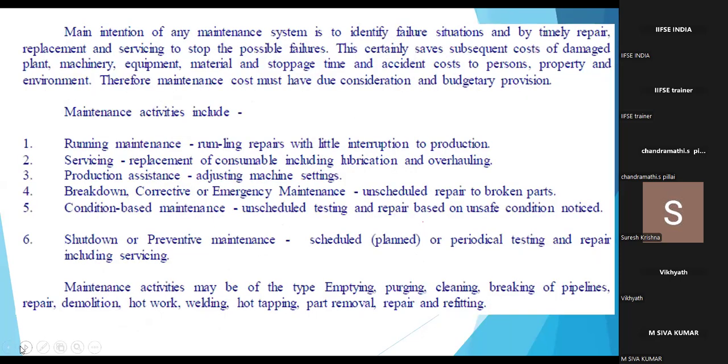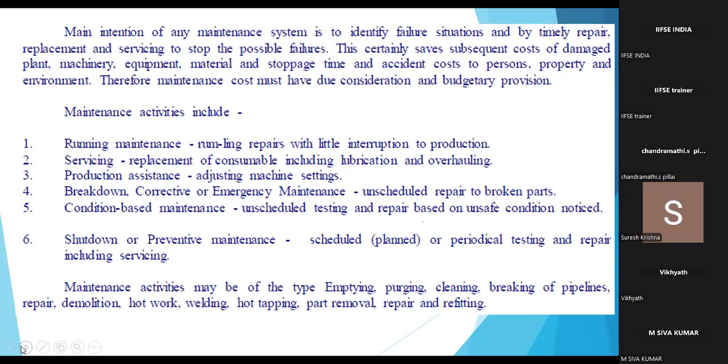Now we will see the main intention of any maintenance system: to identify the failure situations and, by timely repair, replacement and servicing, to stop the possible failures. What is the main intention? It is not about opening up a machine. If I am not having any work, I will go and open one machine and sit with that machine, not like that. It is to identify the failures of the machine.